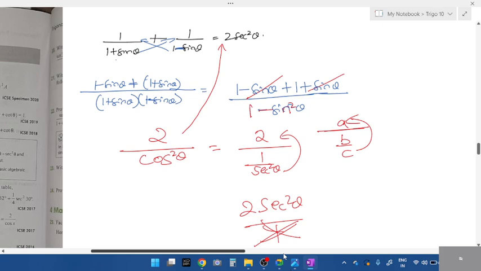So sometimes in MCQ, they'll ask you to derive left hand side is equal to right hand side. One more question.